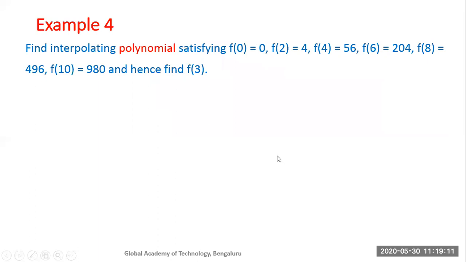For 6, it is 204. And for x equal to 8, 496. And for x equal to 10, the value of y is 980. After finding the polynomial, find the value of the function at x equal to 3. Find f of 3. First find the interpolating polynomial, meaning f of x in terms of x. Then using that, find the value of f of 3.